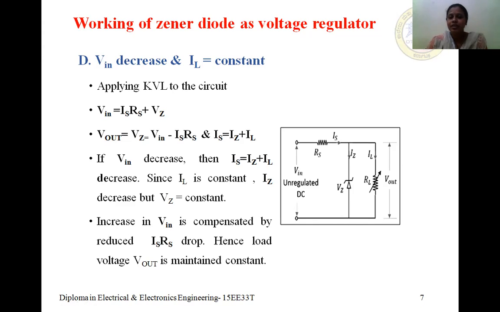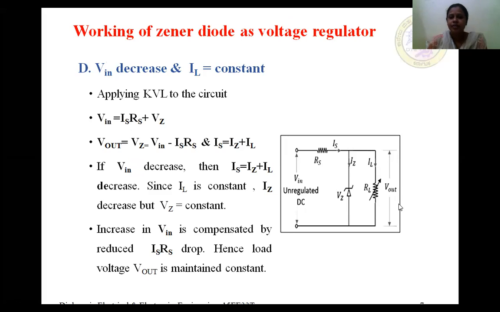In this working of the Zener diode as a voltage regulator, we saw four cases. In these four cases, the output voltage is maintained constant even if the input voltage is increased or decreased. That is, Vin is increasing and Vin is decreasing, and IL is constant, or IL can be increased or decreased. In all the four cases, the output voltage is constant. So this is about the working of the Zener diode as a voltage regulator.